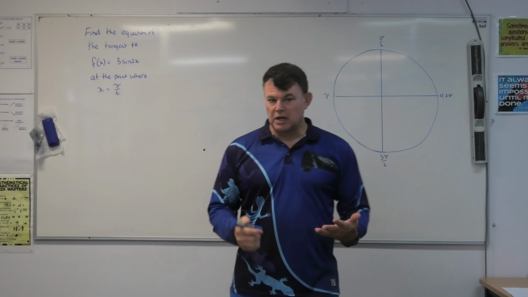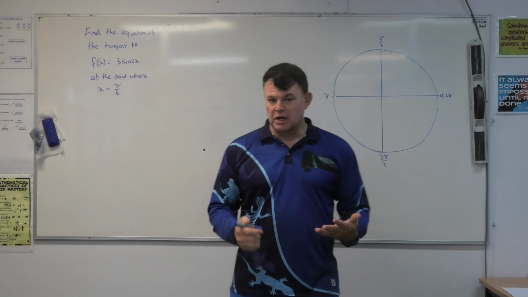Just like when we looked at equation of tangents normally, we did our follow through. We found y1, then we found the derivative, then we substituted the x value into the derivative, found the gradient of the tangent, then used our equation to find the equation of the line. We're going to do exactly the same process this time with a trigonometric function. The only difference here is our x value is now a radian.